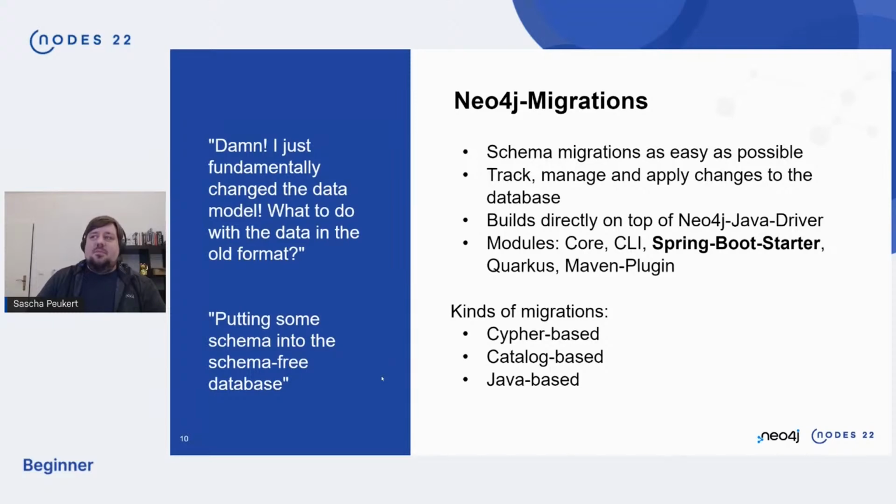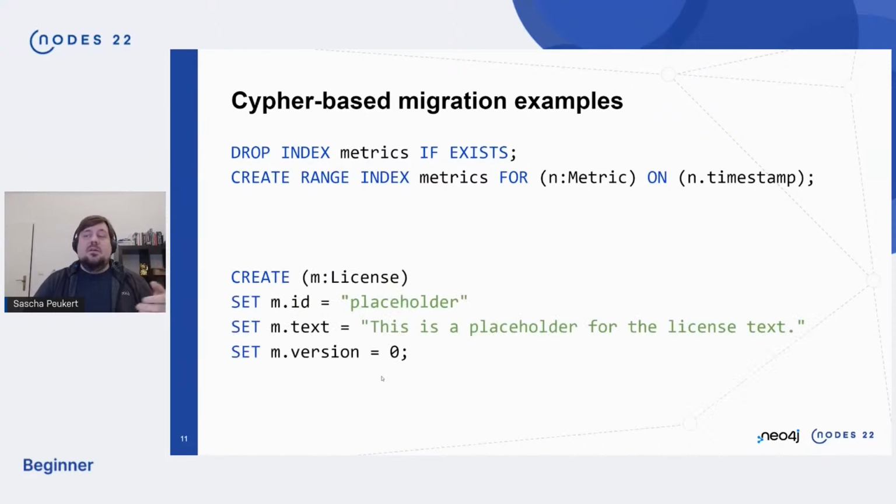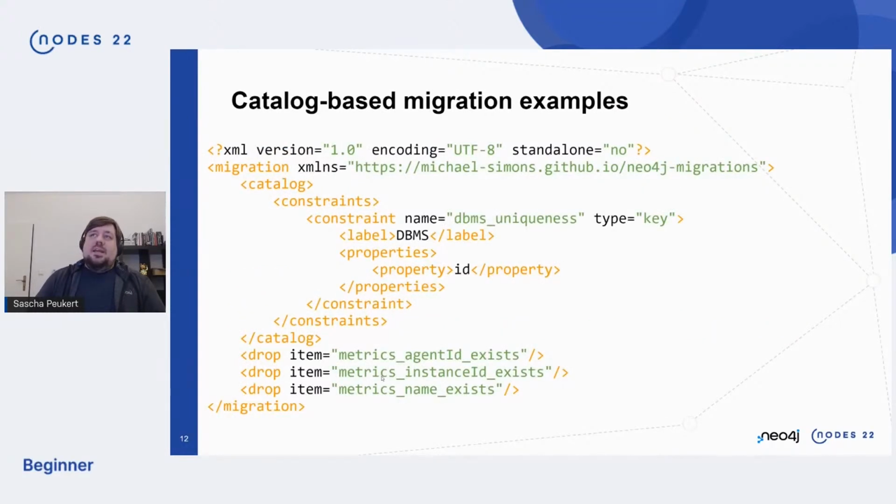So let's just have some examples. And the first one, a Cypher-based migration. You put in some Cypher scripts, you execute them. It's done. You can do some index changes, so set up schema. You can actually set up data as well, which is super helpful if you do tests. You can pre-populate your test databases with that, for example. Really, really great. There are catalog-based migrations, which is basically you can set up schema without the need to remember all the Cypher syntax. Really handy.